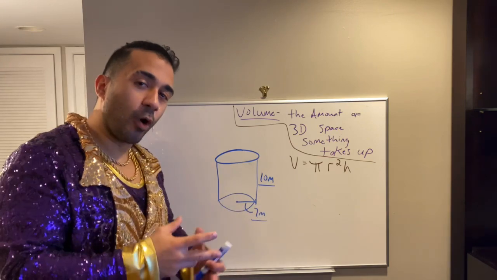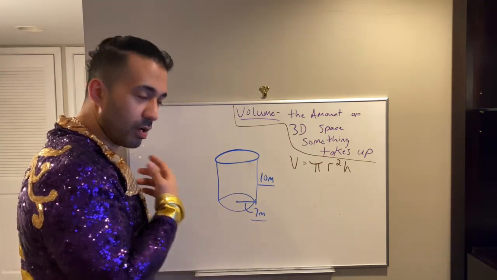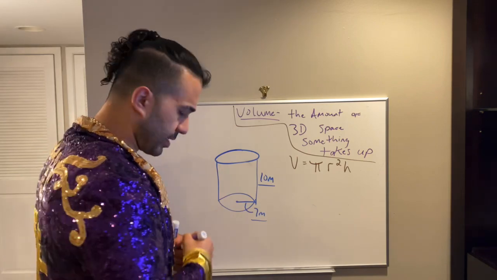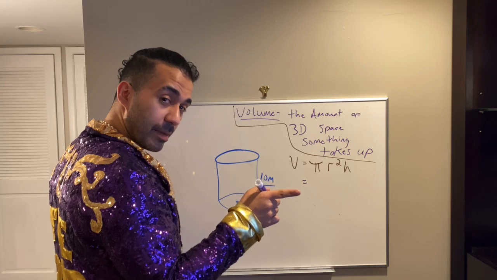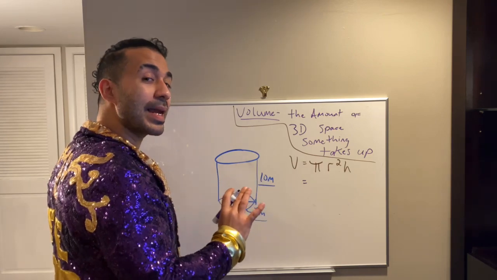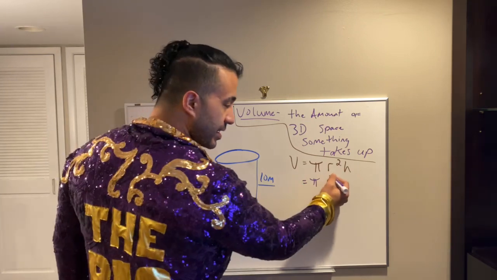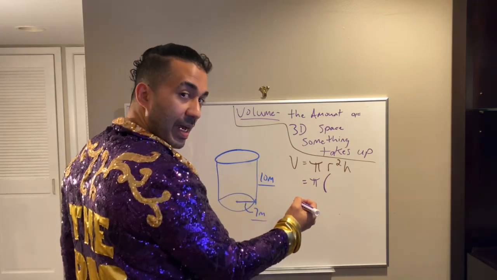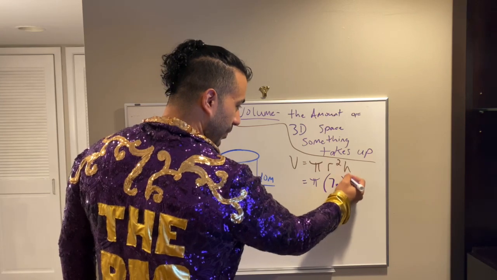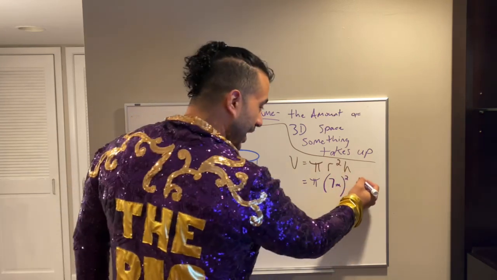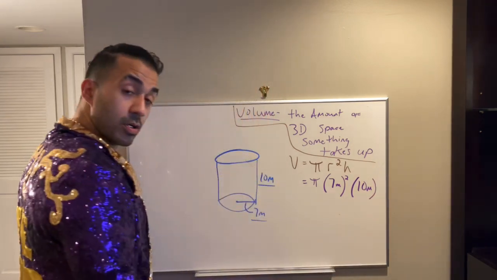So now we take the formula and we look at the cylinder and say, cylinder, what measurements do you have? And it tells us. So we're going to rewrite it. We're going to leave pi like it is. And then I'm going to use the parentheses to organize the work for the multiplication. I got the 7 meters to the second power times the 10 meters. Okay, so far so good.